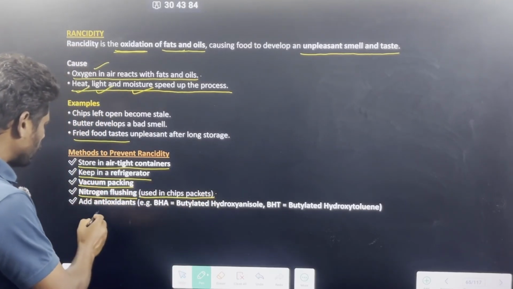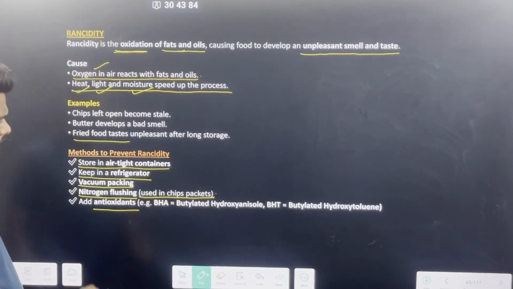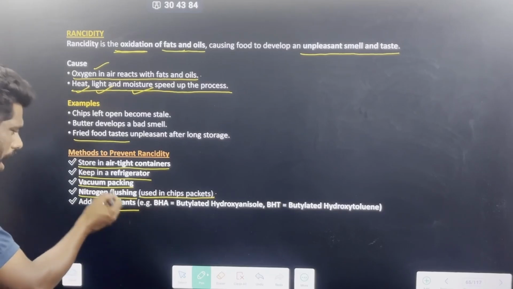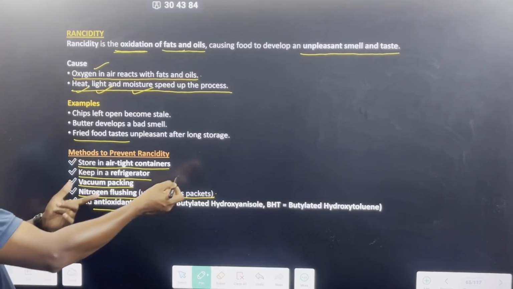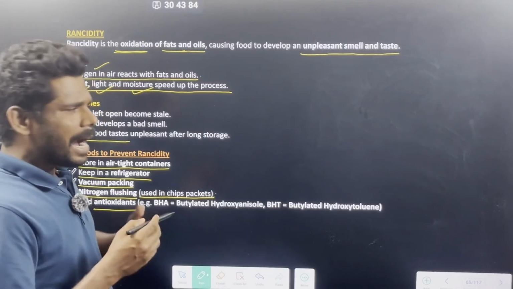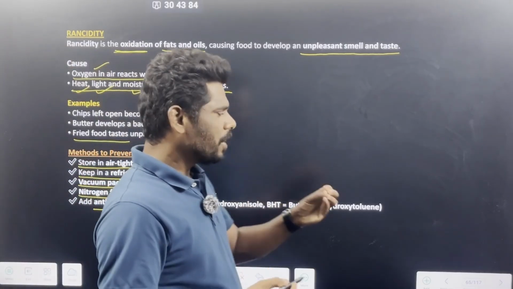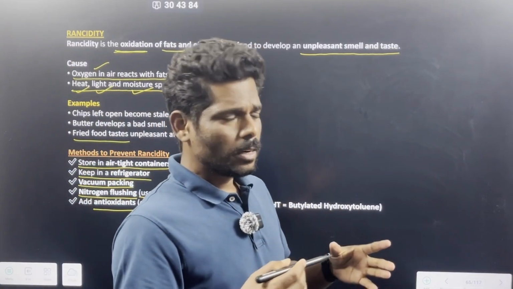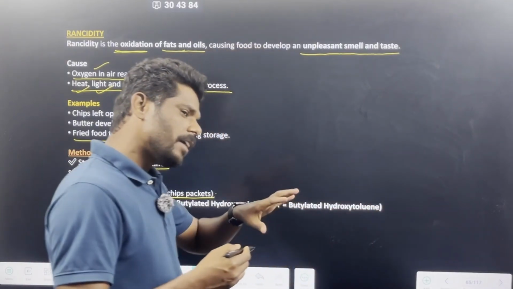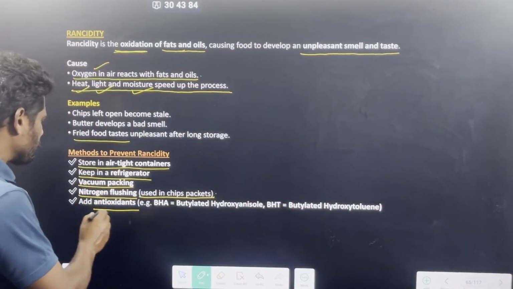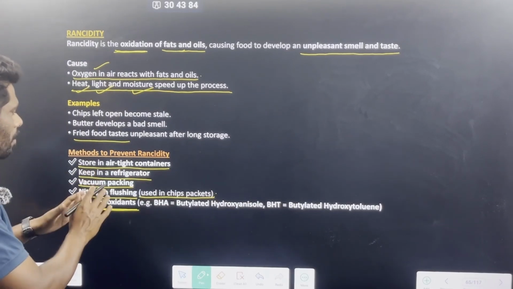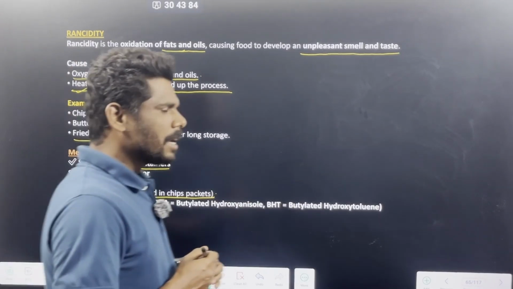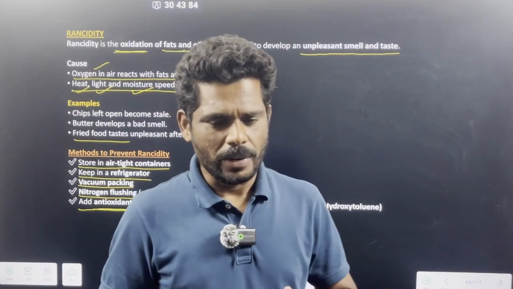Some chemicals, antioxidants, which prevent the oxidation of food. Some chemicals like butylated hydroxyanisole and butylated hydroxytoluene. These are the compounds which prevent the oxidation of food, and we call them antioxidants. By them, we can prevent rancidity and store the food for more days.